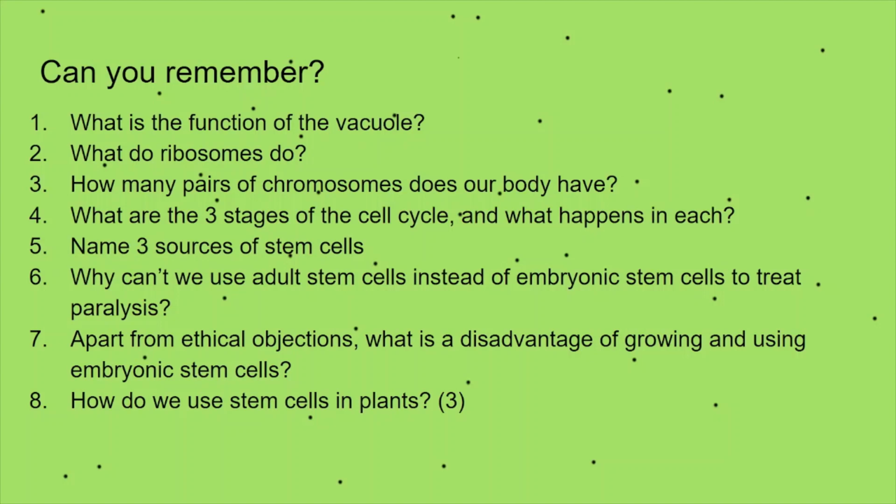And the final question, an important 3 uses to remember: we can use stem cells to clone plants quickly and cheaply. We can use them to clone rare plants, which prevents them from going extinct. And we can clone plants with desirable traits like disease resistance.